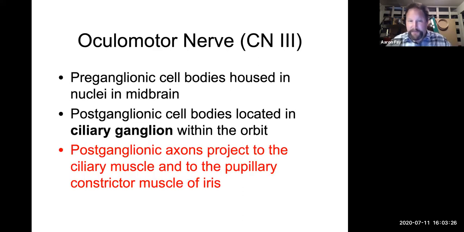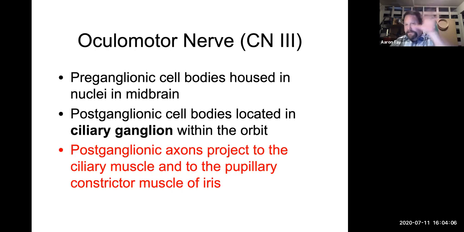So let's talk about the first one, oculomotor. Preganglionic cell bodies are housed in the midbrain, okay? Postganglionic cell bodies are located in the ciliary ganglion, within the orbit, right? Ciliary, in this case, means having to do with the eye. Postganglionic axons project to the ciliary muscles and to the pupillary constrictor muscles. So these are the muscles that are going to make your pupils constrict, get smaller. So big black holes that come down to small little points. That's what this is in charge of, constriction of the pupils.